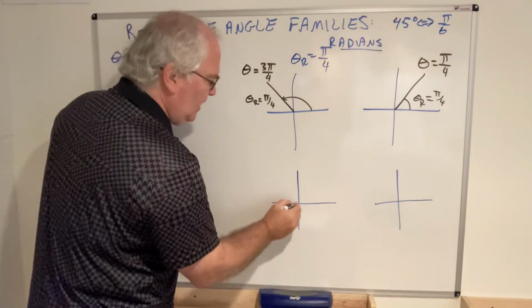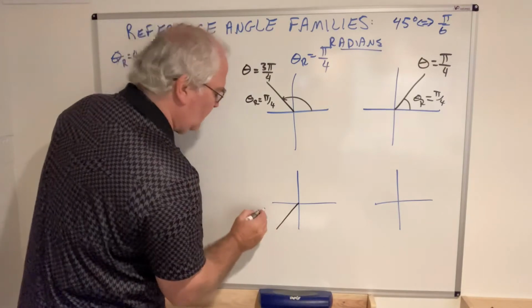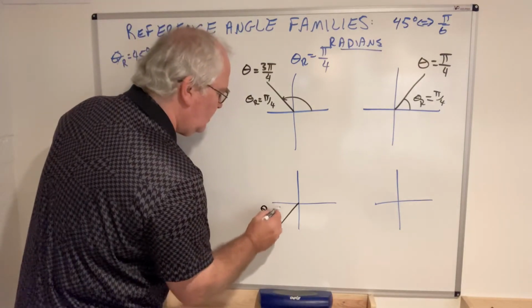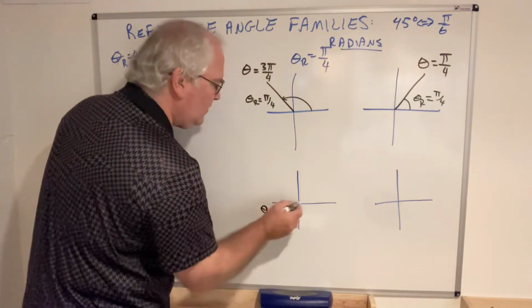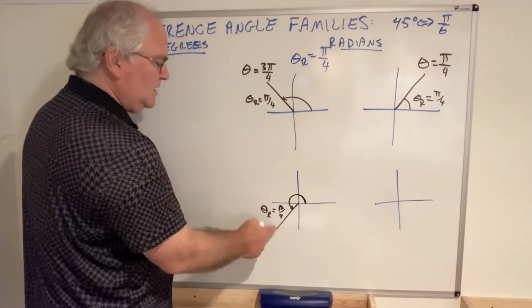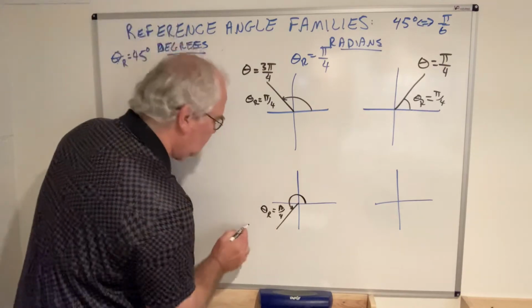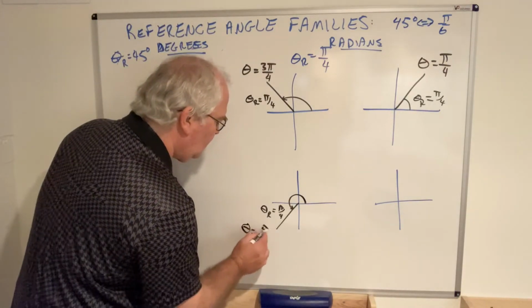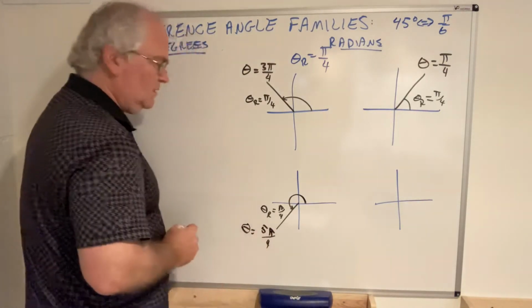In quadrant 3, theta reference is again pi over 4. This is the angle we want. This is 4/4 plus 1/4, so theta is 5 pi over 4.